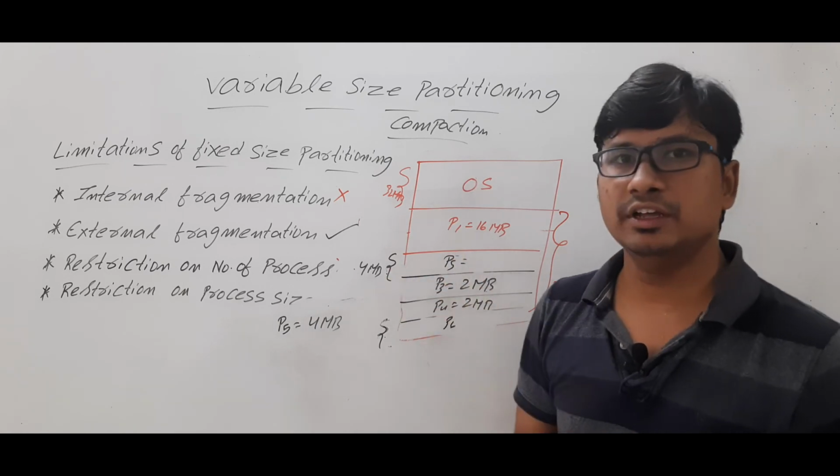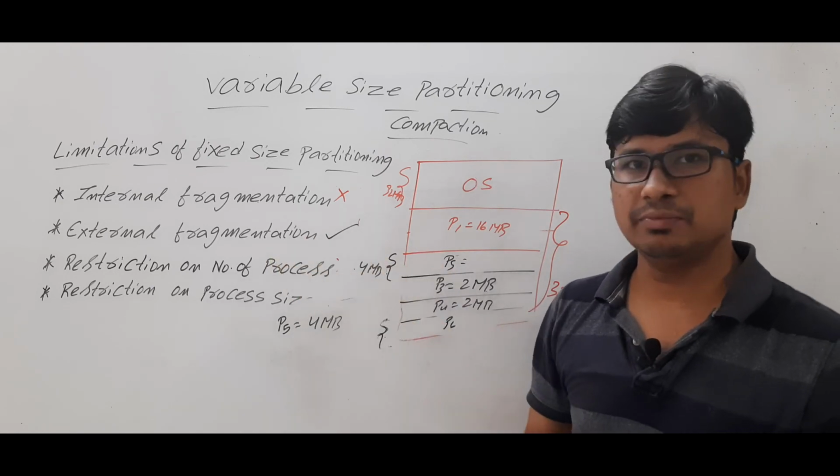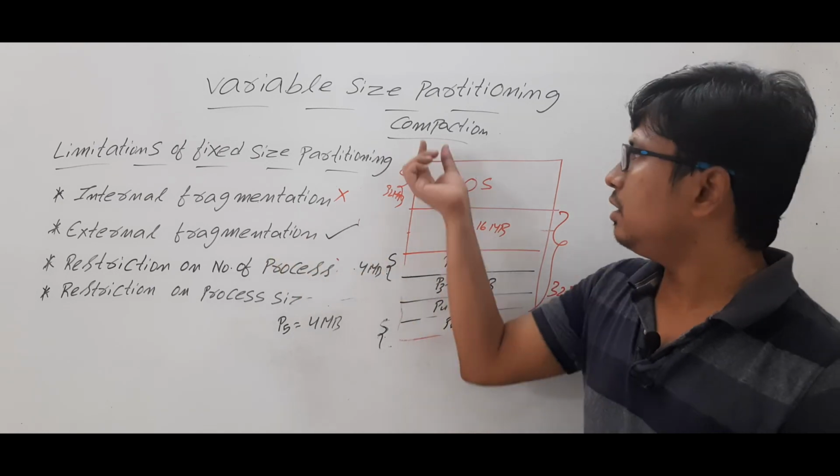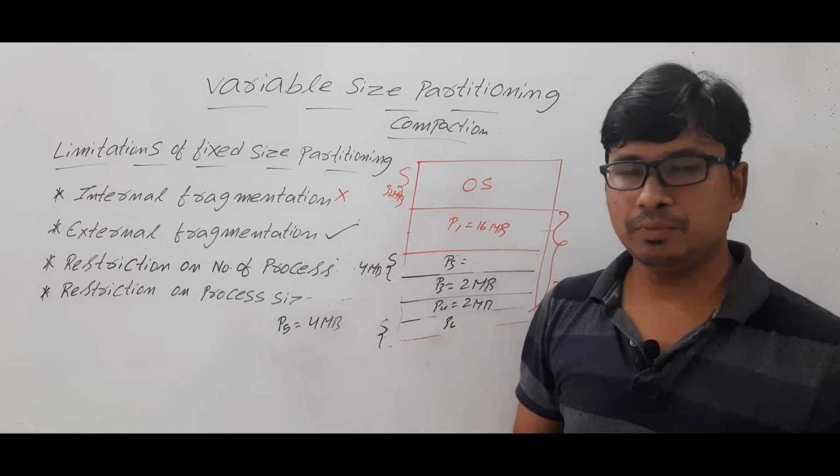I hope it is clear for you about variable size partitioning and why there is a limitation called external fragmentation, what compaction is and why it is a complex process. I hope it is clear for you.